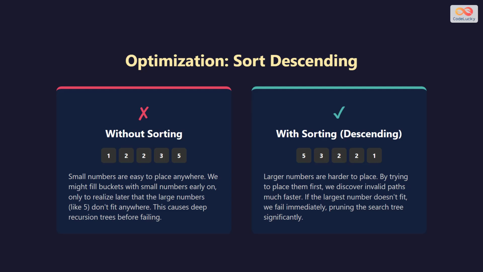Let's visualize why sorting matters. Without sorting, we might fill buckets with small numbers like 1 and 2, leaving a large number like 5 for the end. If 5 doesn't fit anywhere, we have wasted time building a solution that was doomed to fail. With descending sort, we place 5 first. If it doesn't fit, we know immediately.